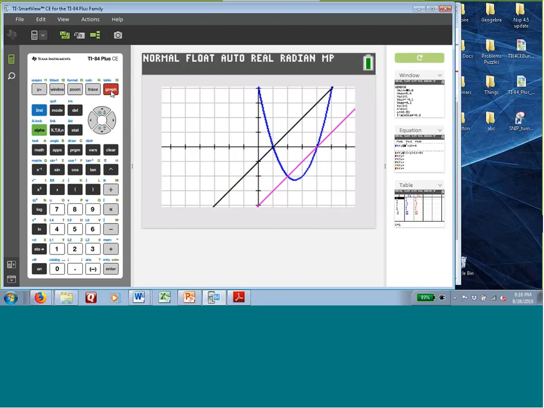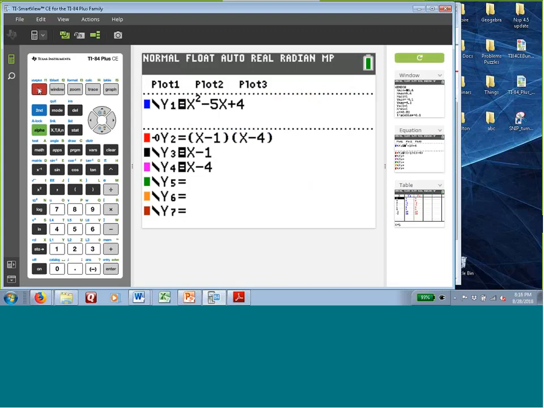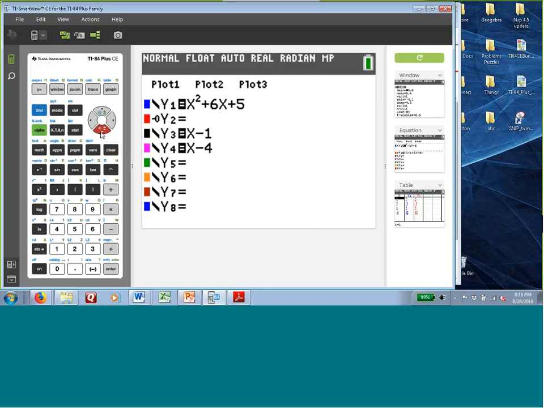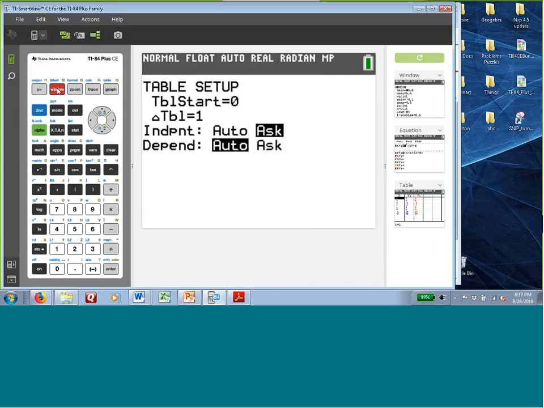Okay, moving right along, the second activity in quadratic functions, I wanted to think about, what about the symmetry in a parabola? So I'm going to change this one to x squared plus 6x plus 5. I'm going to get rid of this other stuff. And what I want to do is take a look at this parabola in the table, and I'm going to begin with -7 in my table.